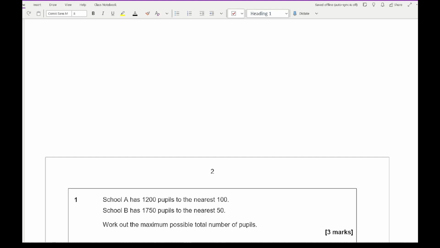Now these questions do carry quite a lot of marks, so it's really important that you show full working out, and that includes writing down both the lower and the upper bound of each of the numbers in question, even though you may only use one of them.